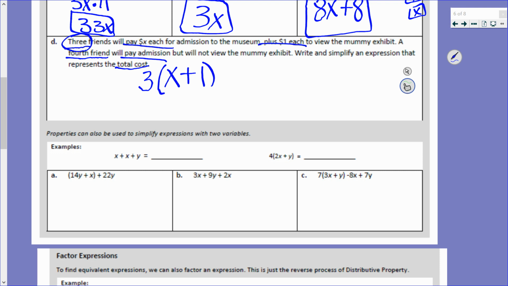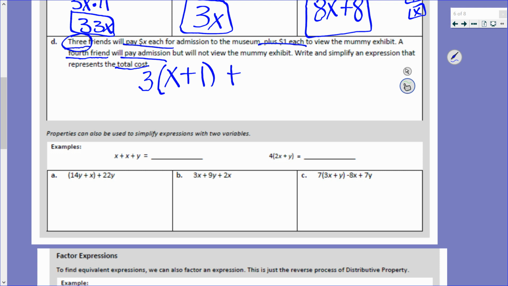So, the 4th friend, he's not paying for the mummy exhibit, so we need to add in the cost of his admission. How do I add in the cost of admission? Plus what? 1. Well, 1 is for the mummy, so plus x.